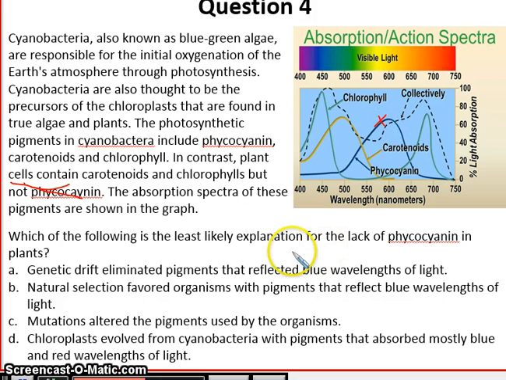And the question down here says, what is the least likely explanation for why this phycocyanin pigment is no longer found in plants? Well, let's go through here and try to analyze which one. Again, we're looking for the least likely reason. Genetic drift eliminated pigments that reflect blue wavelengths of light.